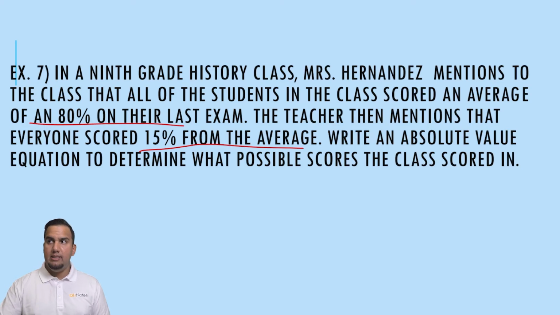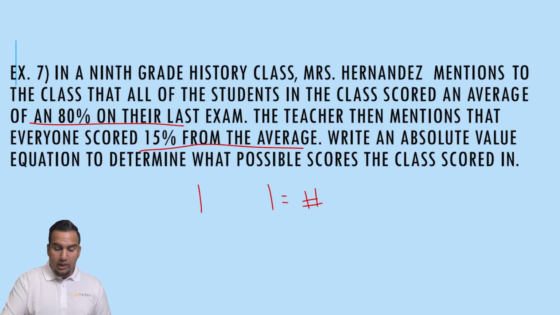What does that mean? That means that technically I can score above 80% and below it by how much? By 15. It says write an absolute value equation to determine what possible scores the class scored in. So you have to first ask yourself, what does this mean? Here's your hint. We know something's going to go into the absolute value, and we know it's going to be equal to a number. This number right here on the outside is going to be the number that you have to plus and minus.